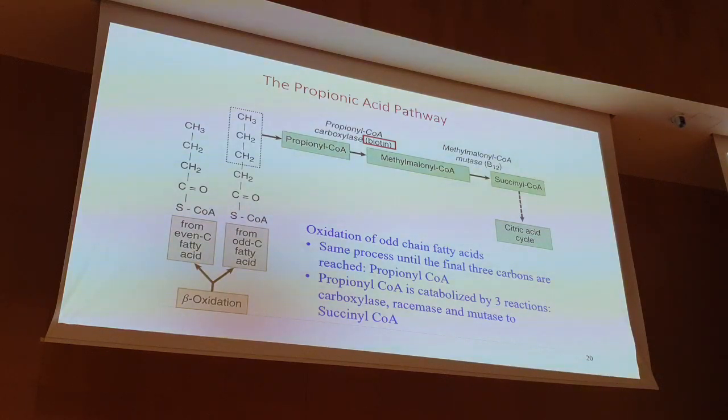Where did you hear of succinyl-CoA? And that will enter the citric acid cycle. So odd number fatty acids will enter the citric acid cycle. And the 2 important enzymes are obviously propionyl-CoA carboxylase, where you're putting a carbon dioxide onto the propionyl-CoA, and methylmalonyl-CoA mutase, which is an isomerase, converting methylmalonyl-CoA into succinyl-CoA.